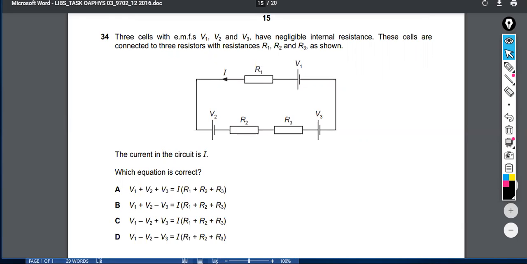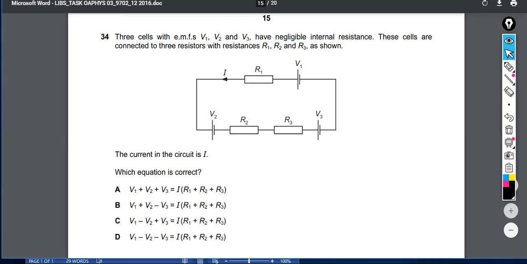Okay. 3 cells with EMFs V1, V2, and V3 have negligible internal resistance. These cells are connected to 3 resistors with resistances R1, R2, and R3 as shown. The current in the circuit is I. Which equation is correct? I'll give you a moment to sketch that circuit. Pay close attention to the lime green note up on the chalkboard there. It says, note, polarity of EMF sources for our potentiometer. Remember, we talked about that, how the positive lines up to the positive. That affects our calculation here.